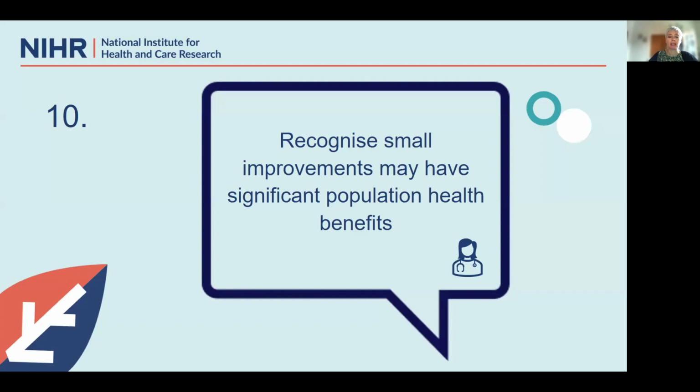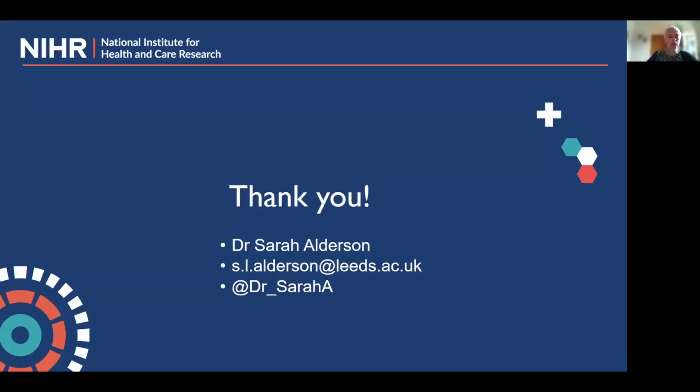Finally, top tip 10 is to recognise that small improvements may have significant population health benefits, and that this message needs to be heard by funders, commissioners and healthcare systems so that they recognise the benefits that might occur from undertaking research in effectiveness of different methods of doing audit and feedback. So those are our 10 top tips to embedding experiments within existing quality improvement programmes.